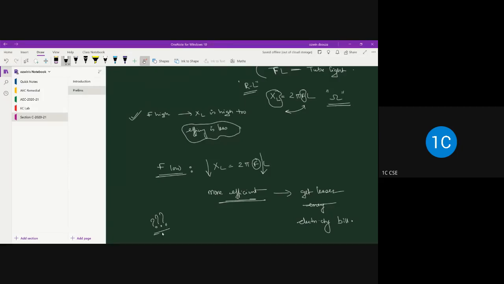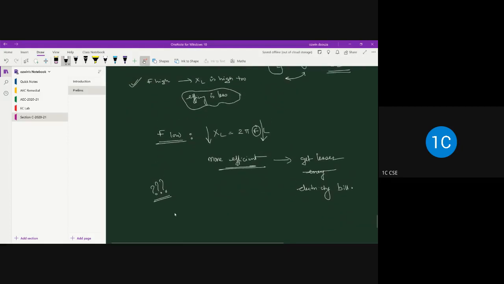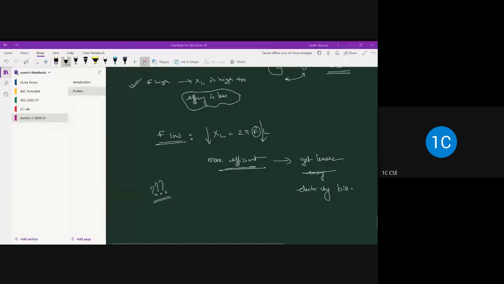So think about it. The second aspect. All right. The first aspect your friend has already explained. The second aspect, that is, by fixing a lower frequency, what will happen to the circuit operation, you are supposed to tell me in the next class, that is on Monday. All right. Fine. So I'll stop my class.